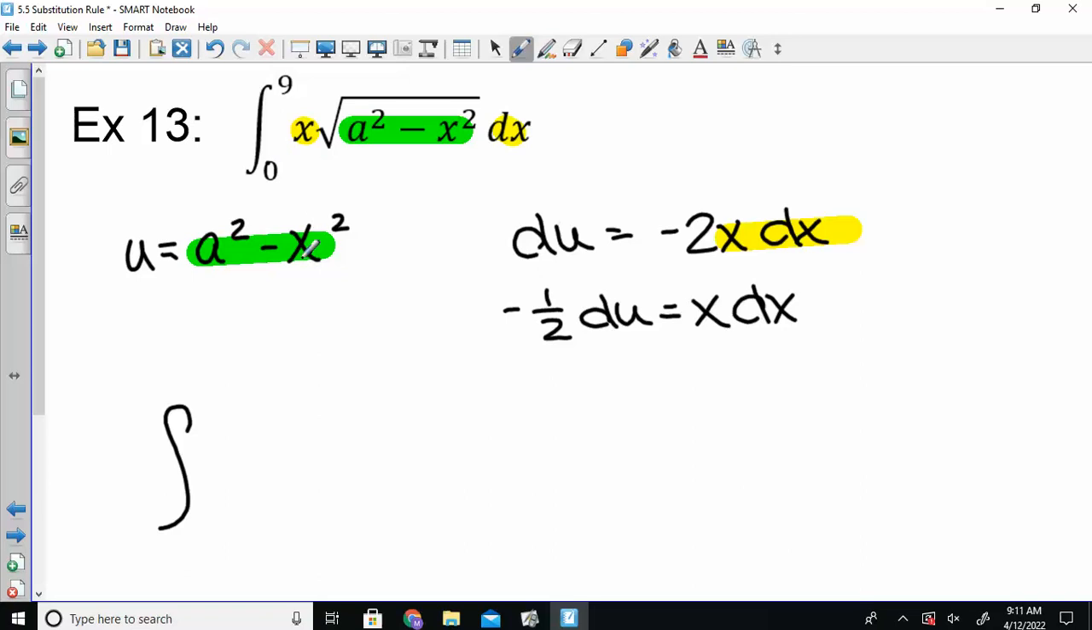If you plug 0 in for x, a squared minus 0 squared, just a squared. If you plug in a 9, we get a squared minus 81. So far, so good? Right, so this square root, that's just like a u to the 1/2 times negative 1/2 du.